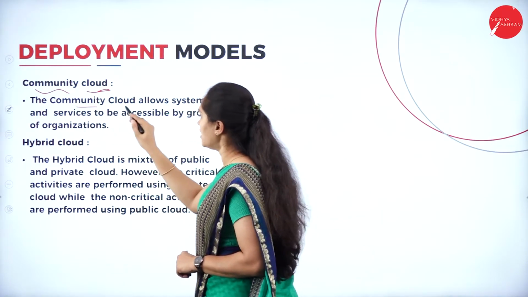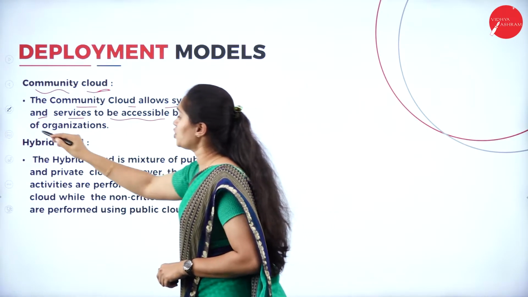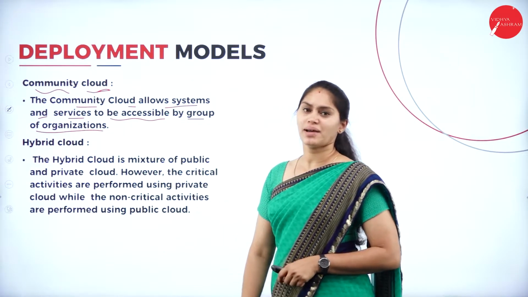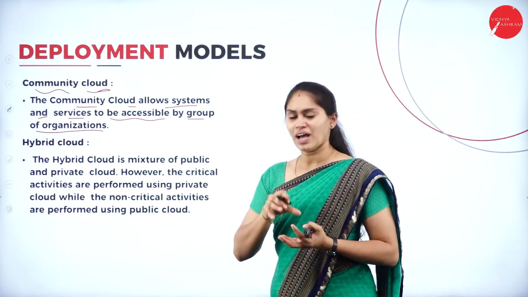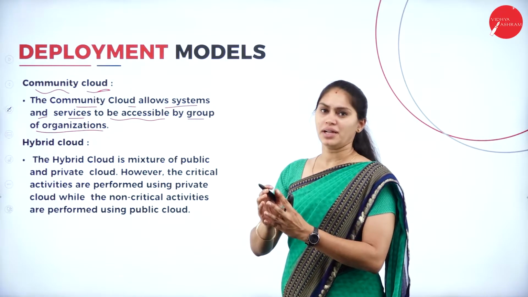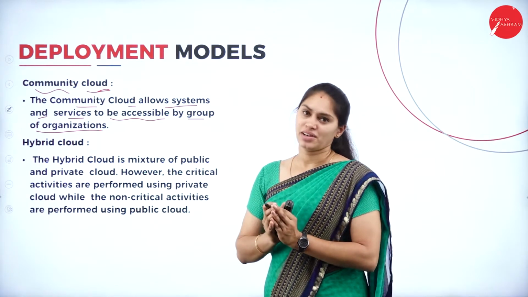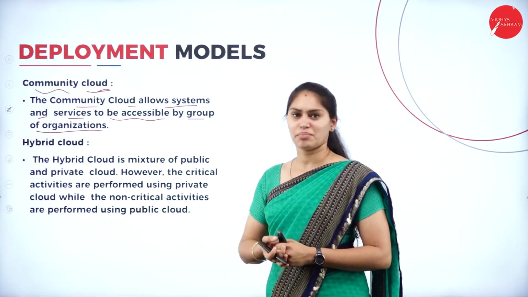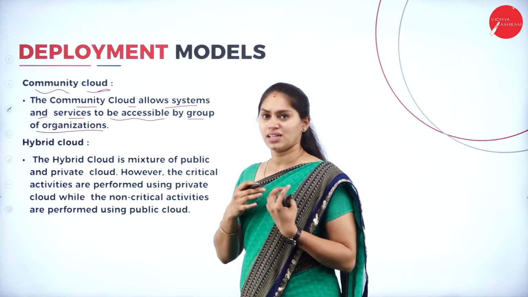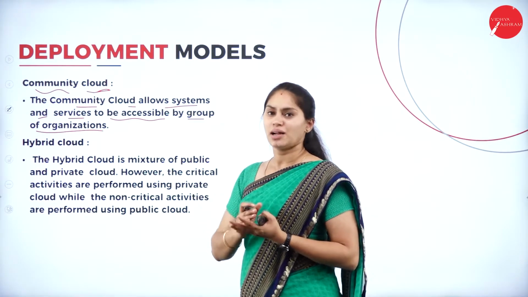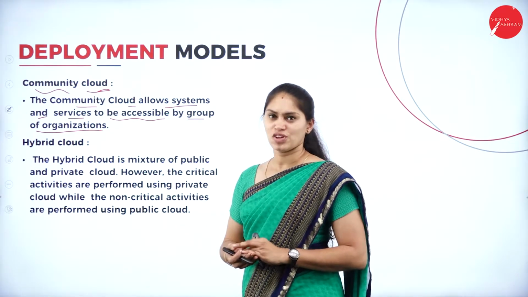So you can see here, community cloud allows the system and services to be accessible by a group of organizations. It is going to be accessed by a group of organizations. The group of organizations is going to have the authority to access the same community cloud, and all the branches have accessibility to that particular community cloud. So you can take the example of bank branches. There everything is going to be dumped, every data and information is going to be dumped to the same cloud called community cloud, and can be accessible by all the branches of the bank.